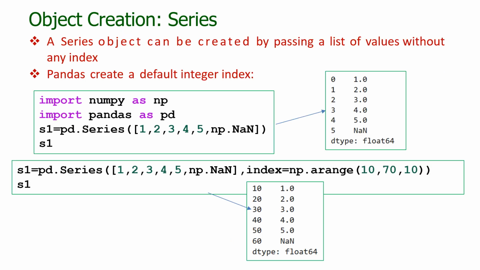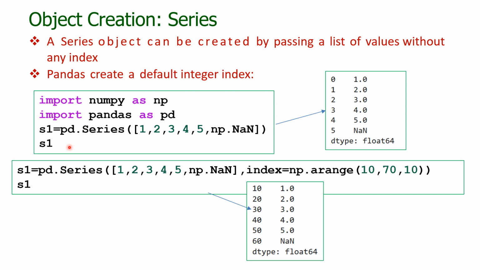Now let us see how to create a Pandas series object. In Pandas, a series object consists of two components. One is data and the other one is index. So we can create a series object by passing a list of values with or without an index. If we pass an index, the index value will be retained in the series object. And if we don't pass any index, then in such a case, Pandas creates a default integer index.